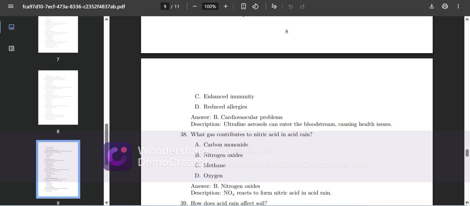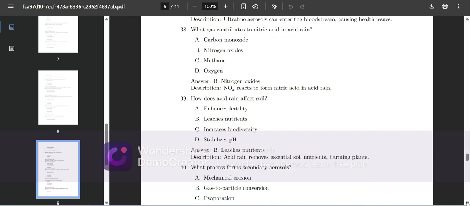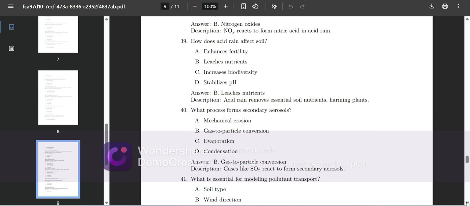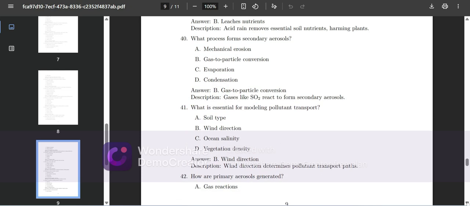What gas contributes to nitric acid in acid rain? Nitrogen oxides. Nitrogen oxide reacts to form nitric acid in acid rain. How does acid rain affect soil? Leaches nutrients. Acid rain removes essential soil nutrients, harming plants.